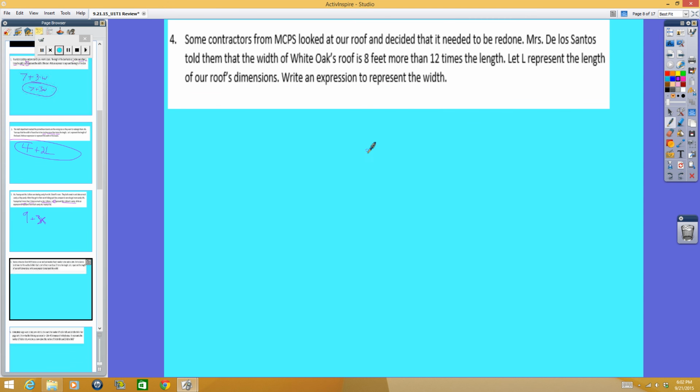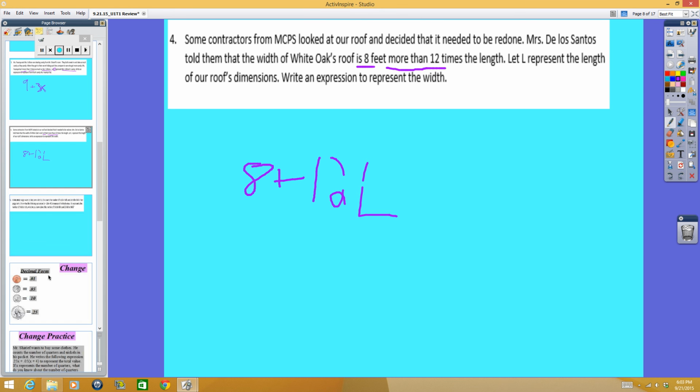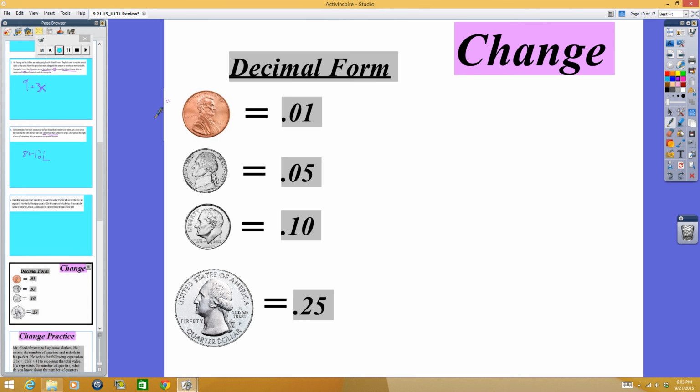Okay, number 4. 8 more than 12 times the length. And you don't need that. That is horrible, but whatever. Alright, we briefly talked about change, right? Penny looks like this, nickels look like this, dimes look like this, and quarters look like this, all in decimal form, right?